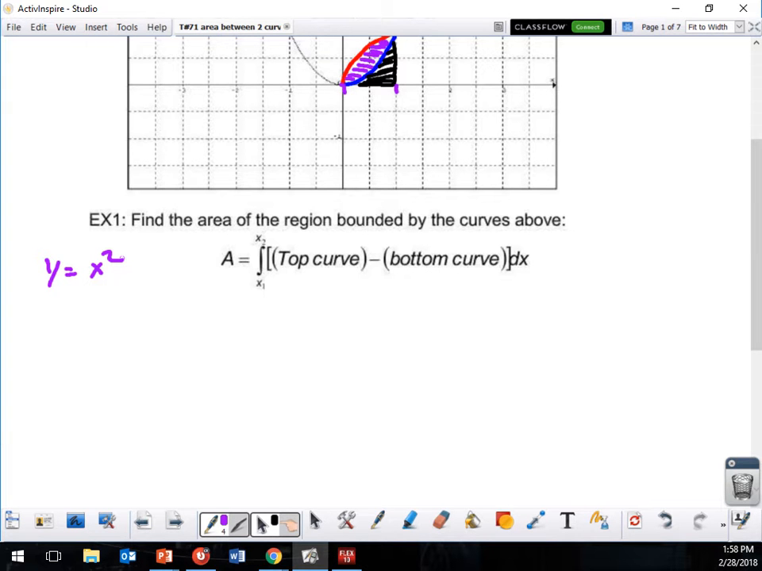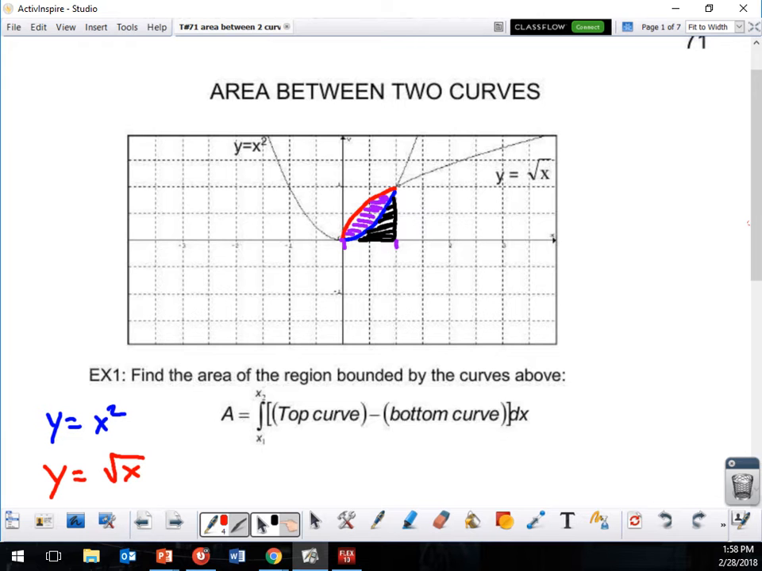Actually, let me change colors so this matches. So the top was red, right? Okay. So I have y equals x squared. That's blue. You're right. Y equals rad x. Are you guys paying attention? Okay, this is my function in red for rad x. My equation in blue is going to be x squared, right?